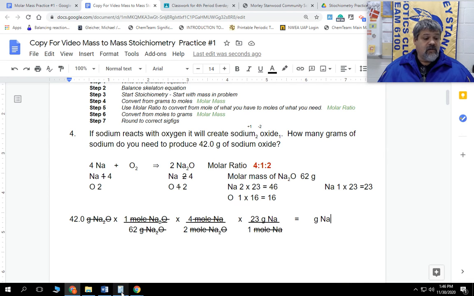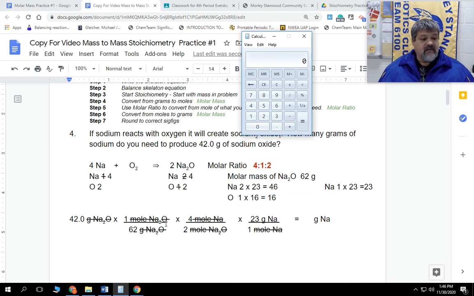So again, we're going to go ahead and do the math. Now the math says that we multiply by the top and divide by the bottom, as always. Okay, and if we have a 1 in either one of those places, we don't have to do that step. So we're going to start out with 42. We're going to divide that by 62. Then we're going to multiply that by 4. Then we're going to divide by 2. Then we're going to multiply that by 23, and we should have our answer. Our answer should be 31.161.